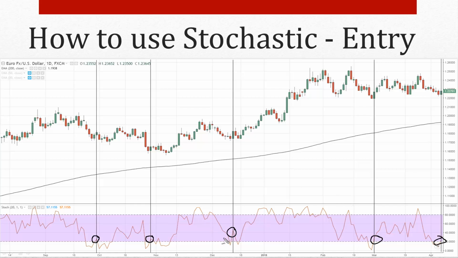So this is how you use a stochastic as an entry trigger. If it rises above the 20 level, you can look for long setups, and if it falls from the 80 level, you can look for short setups. So this is how you use it as an entry trigger.